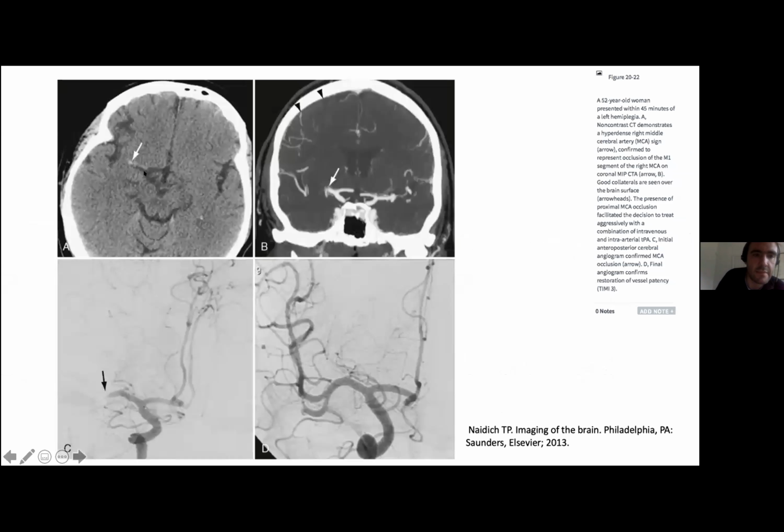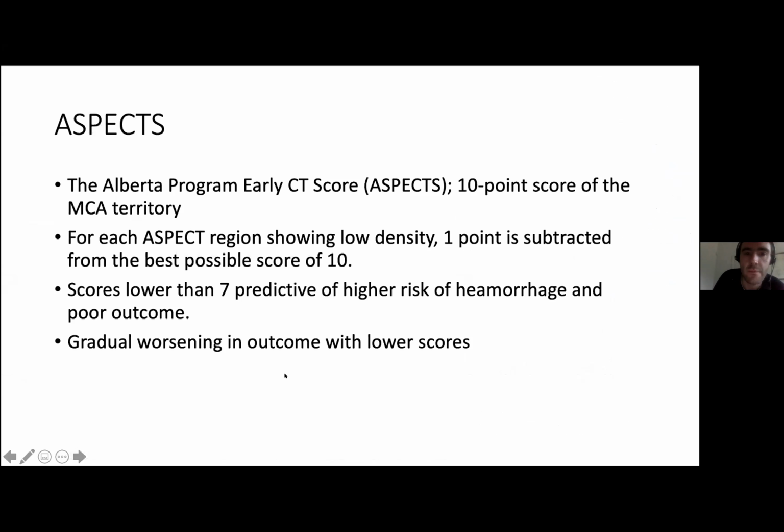This is a dense MCA sign. Again, this is from a textbook. CTA shows that the M1 is occluded. All the lenticulostriate arteries coming off the M1 will be gone. And then this is a thrombectomy case that they've successfully opened up.